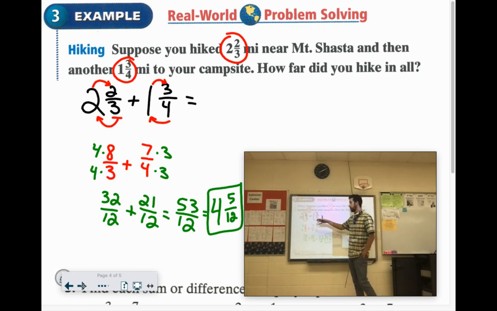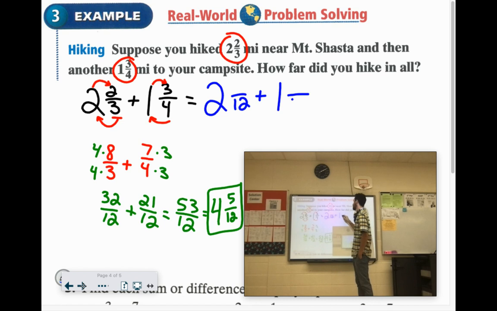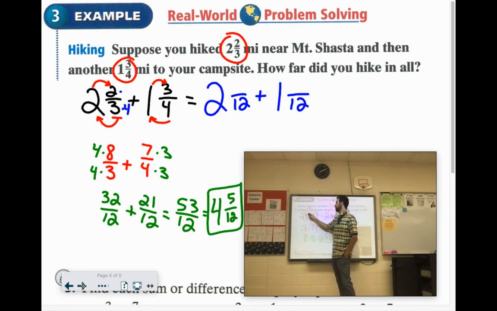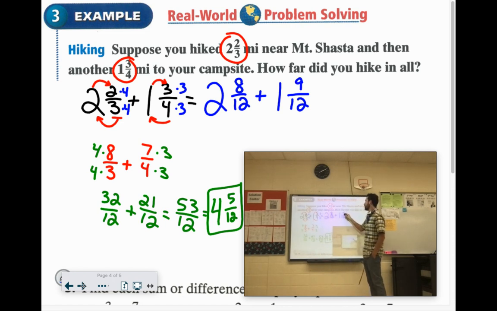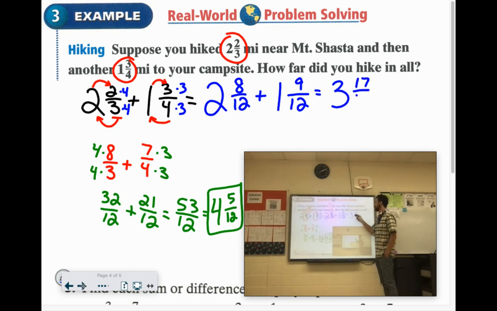Keep them as mixed numbers, but get that common denominator, which would have to be 12. So the first fraction we'd have to multiply by 4 and 4, so it would be 2 and 8/12. Second fraction we'd have to multiply by 3, so it'd be 1 and 9/12. Now we add the big boy numbers. 2 plus 1 is 3. We add the fractions. 8/12 plus 9/12 would be 17/12.